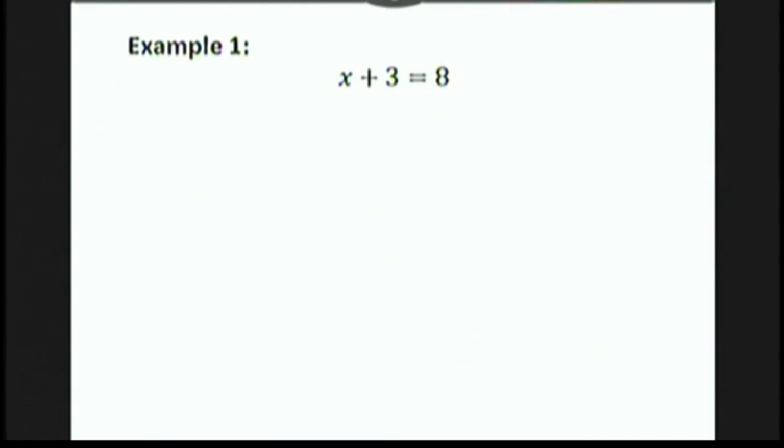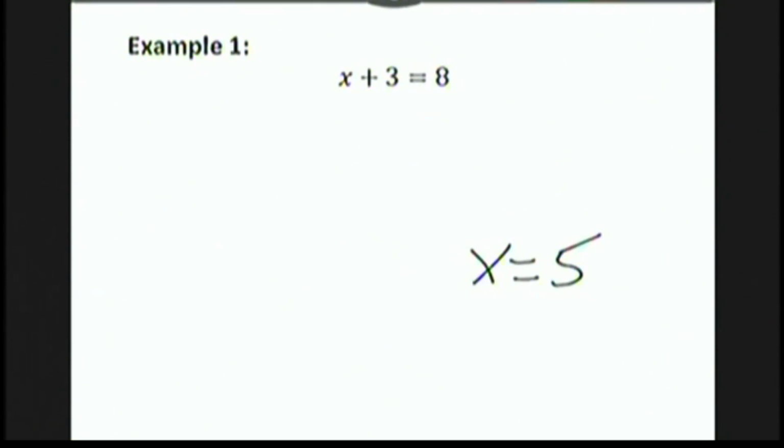x plus 3 equals 8. What this question is asking is, what do you need to add to 3 to get 8? Well, you add 5 to 3 to get 8. So since 5 plus 3 is 8, the answer is simply 5. I call the technique I just used solving this equation informally.